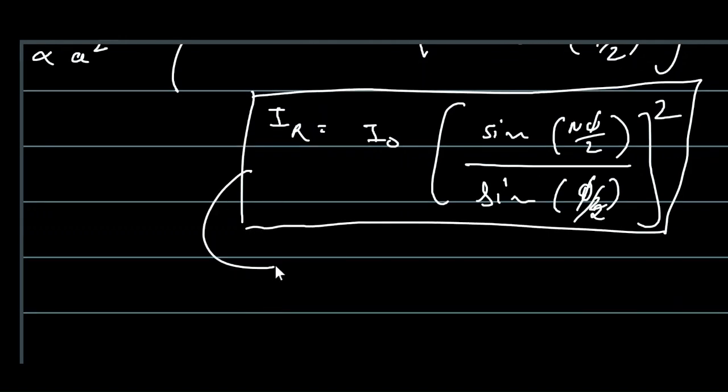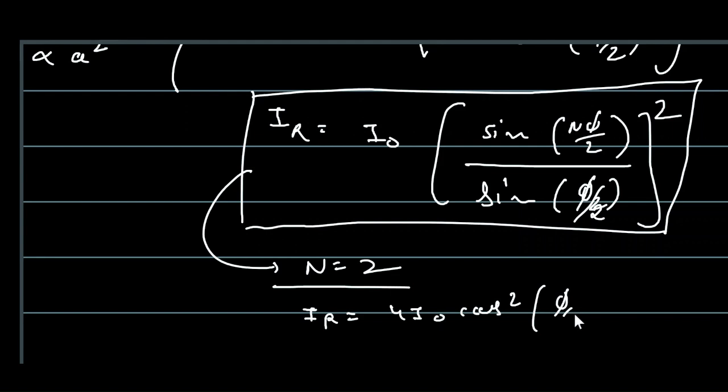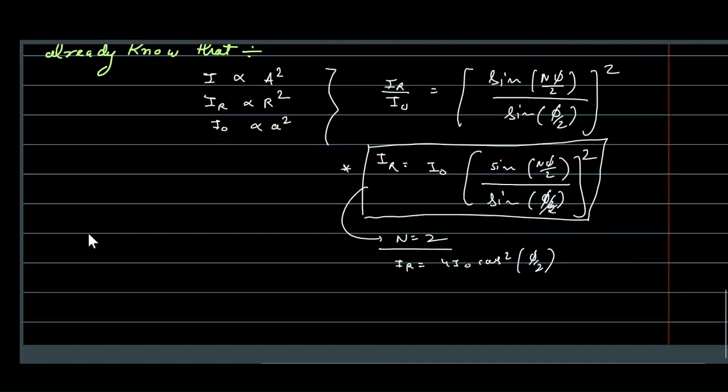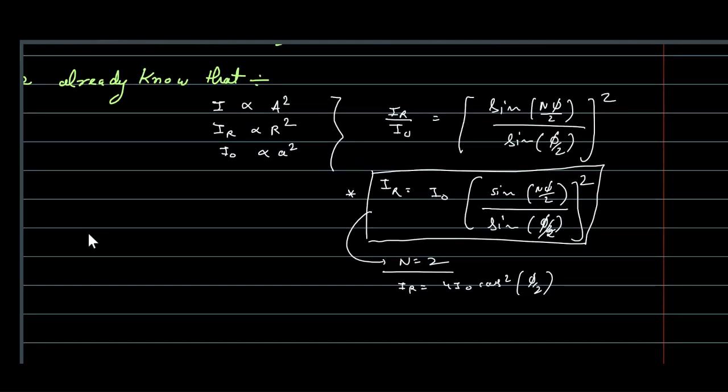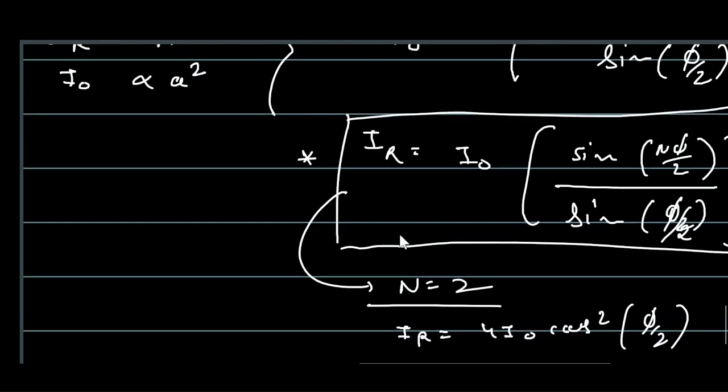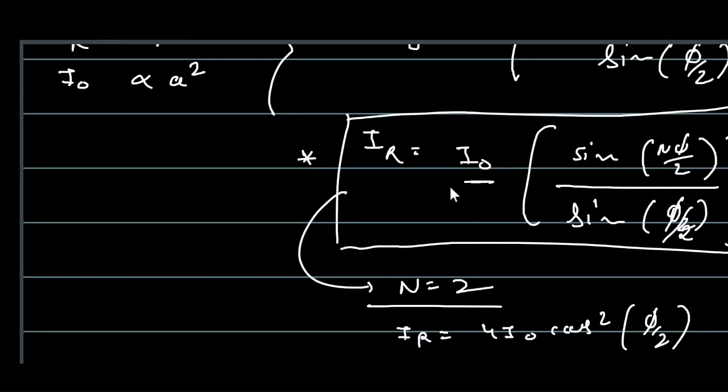Now if in this result we substitute n equals 2, then we will get the usual YDSE result, that I_R is 4 I naught cos square phi by 2, and this result is for any general n number of slits, right? Now as we have calculated the resultant intensity, we can also get the resultant wave equation.